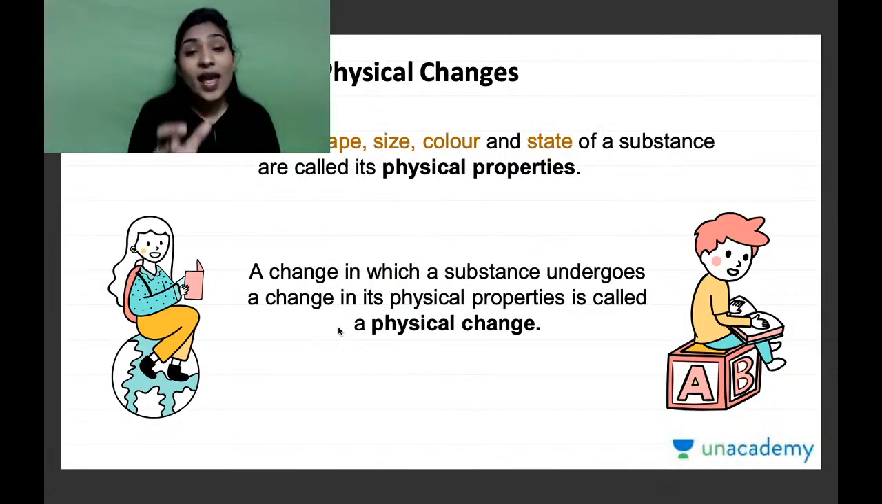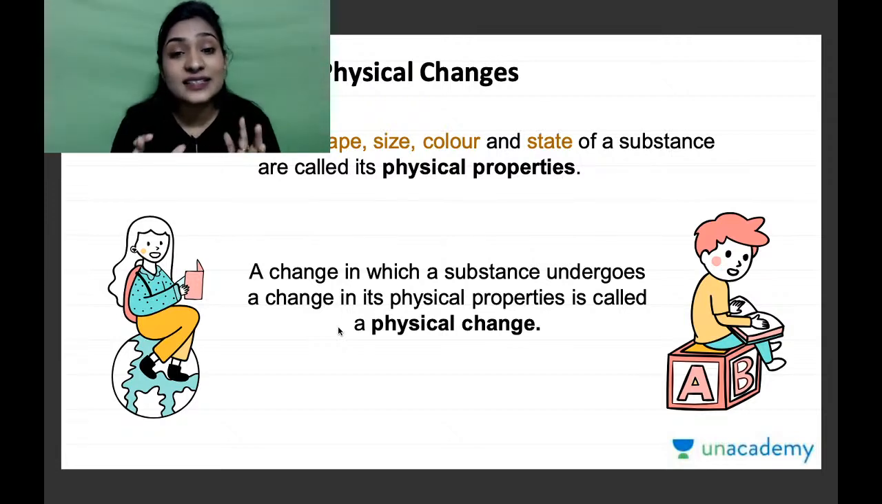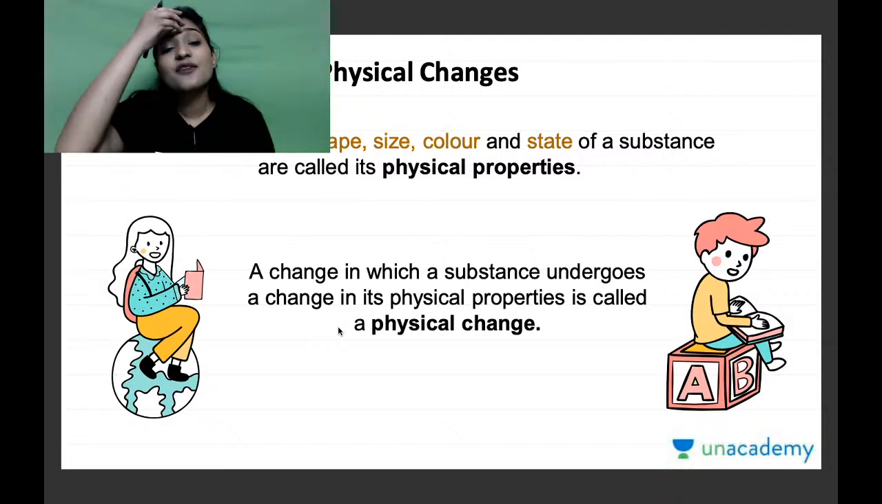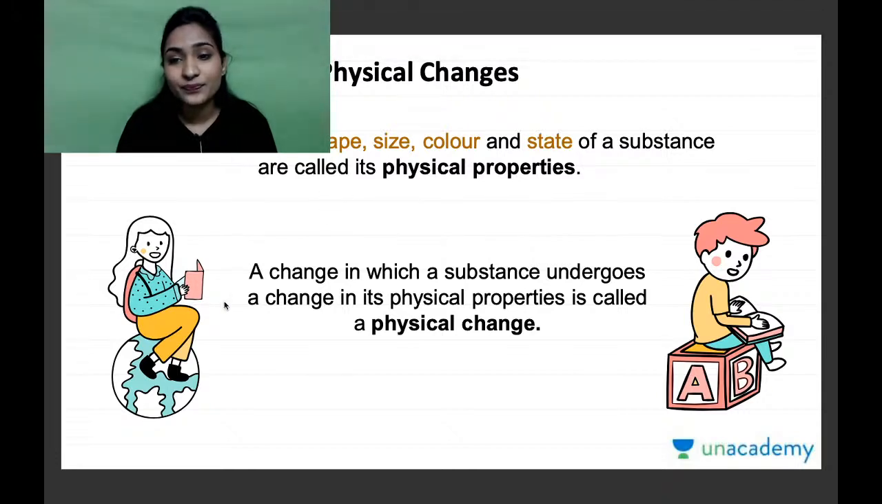Now, all those changes that we have studied so far will be termed as physical change. Yes, all the changes we have studied so far will be termed as physical changes. So what do we call physical changes?